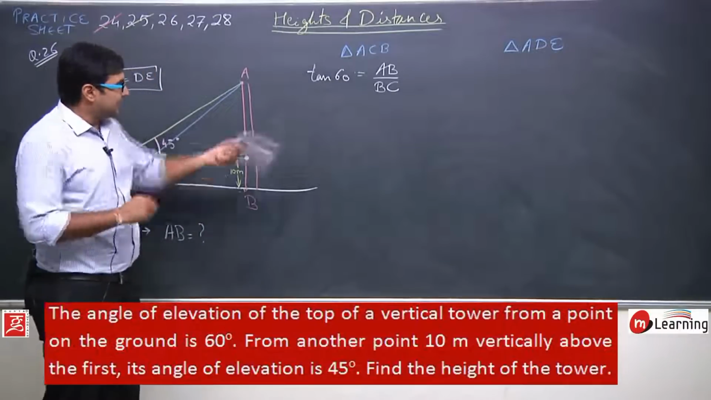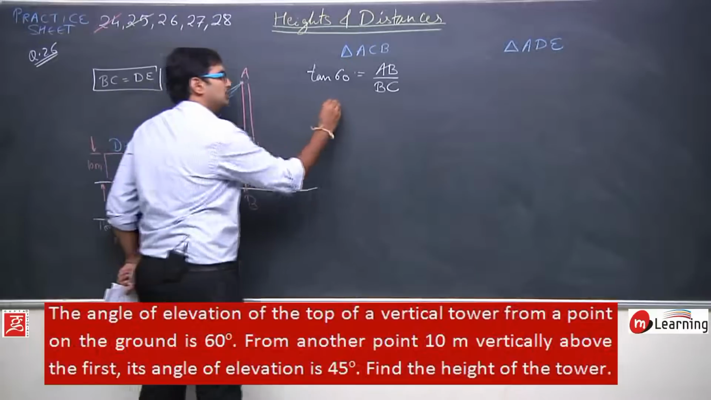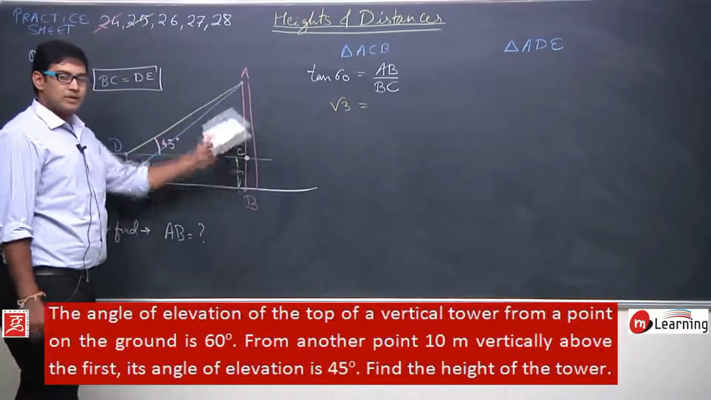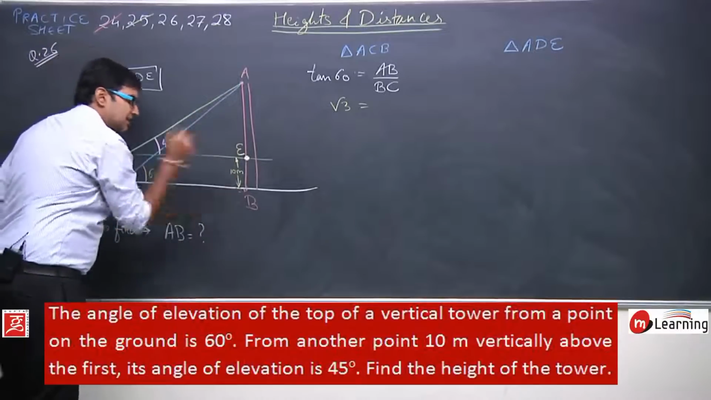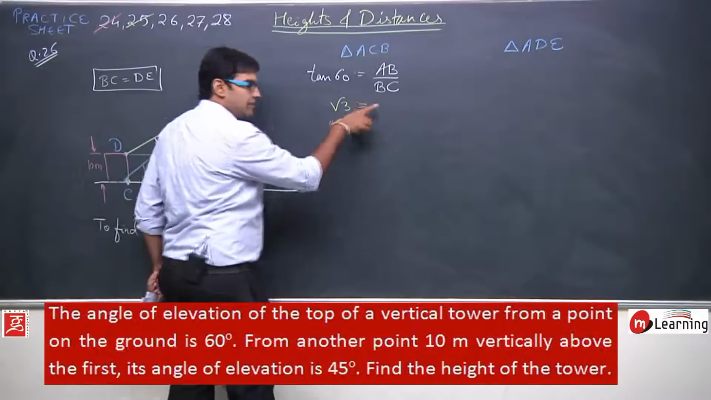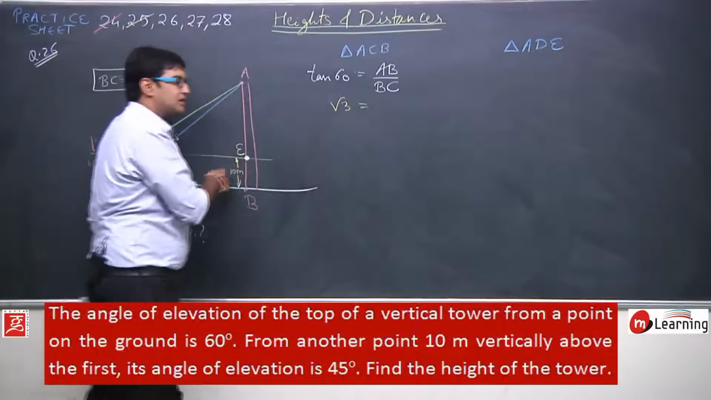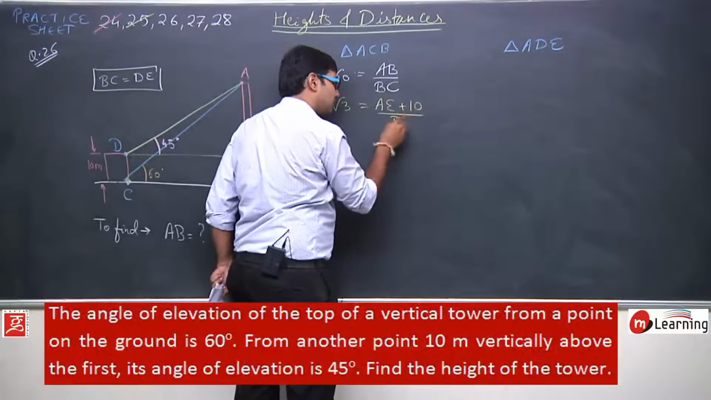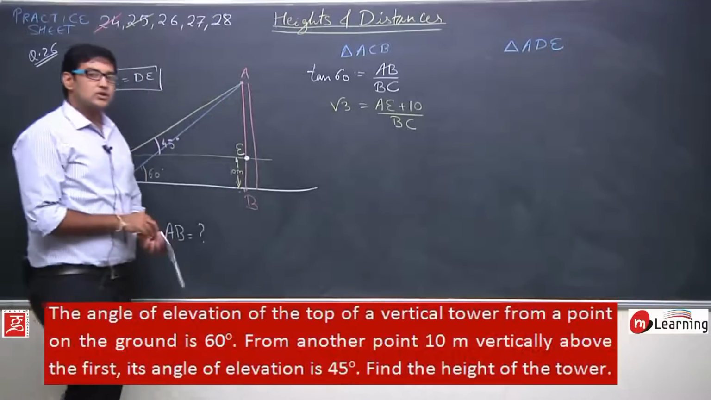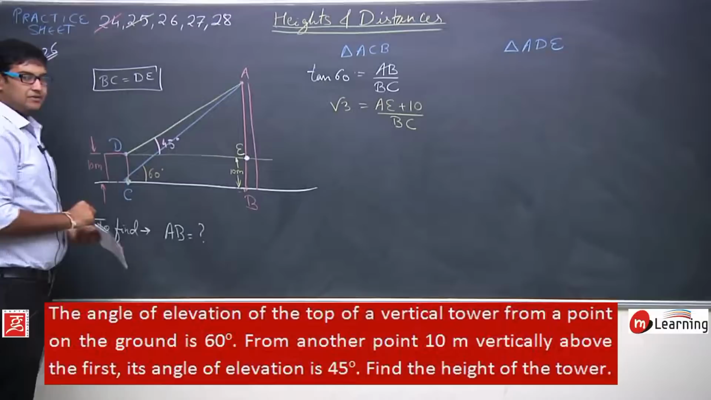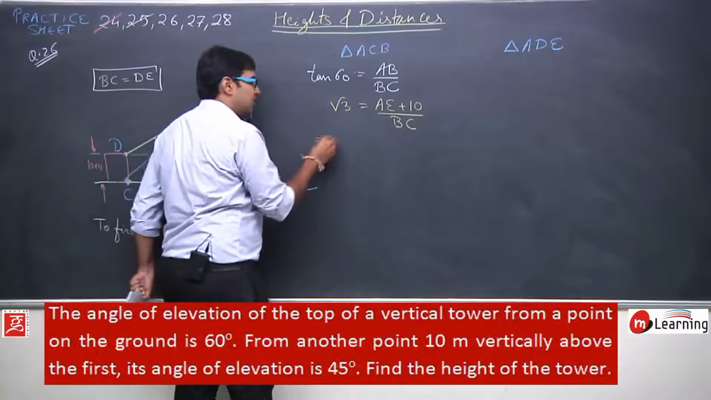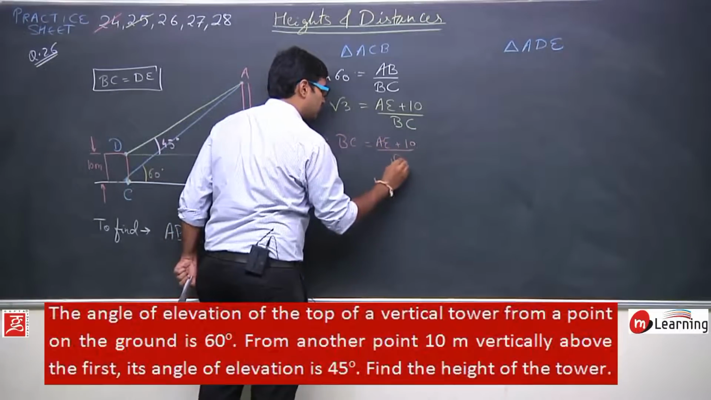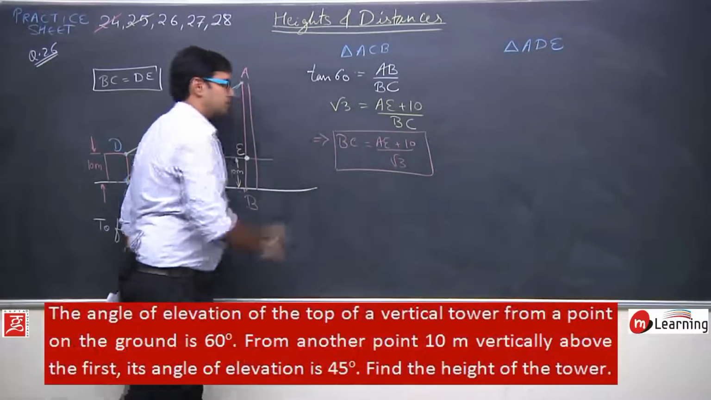Now, tan 60 degrees, what is tan 60 degrees? It is root 3, which equals AB upon BC. Now in place of AB I can write AE plus EB, where EB is 10 meters. So in place of AB I will directly write AE plus 10 upon BC. So how are the two triangles related? BC and DE. That's why I will determine the value of BC from this equation, which is AE plus 10 upon root 3. This is the equation that I will get.